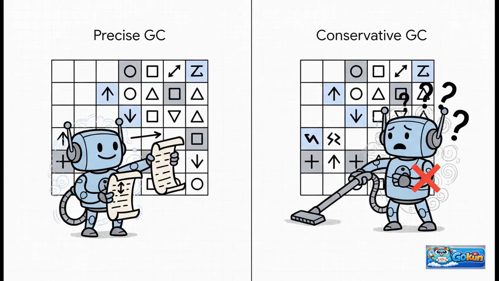And this precision is a really big deal. Because of these stack maps, Go's garbage collector is what we call precise. It knows with 100% certainty what is and what is not a pointer. This is so much better than a conservative GC, which basically has to guess by looking for numbers that look like memory addresses. That guesswork is slow, and it can lead to some really nasty bugs or memory leaks if it misinterprets a random integer as a valid pointer. Precision is just faster and way, way safer.